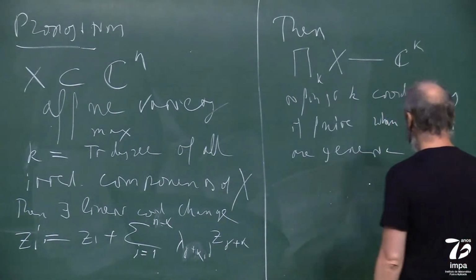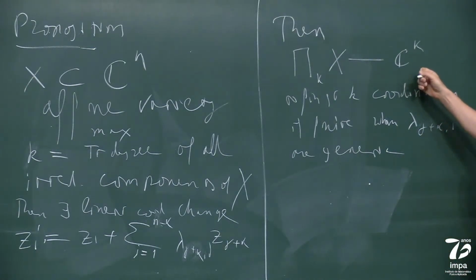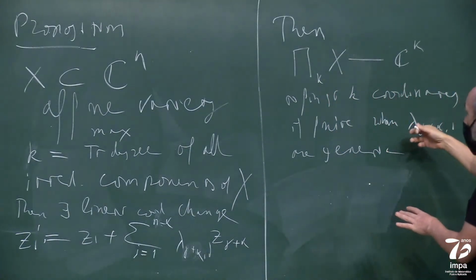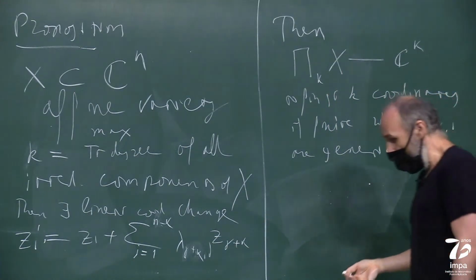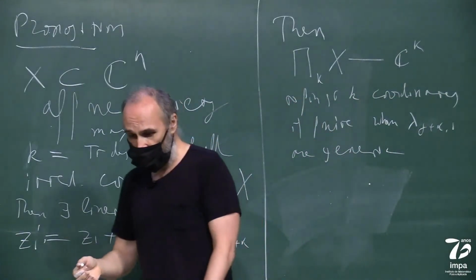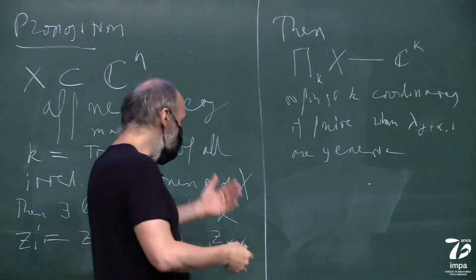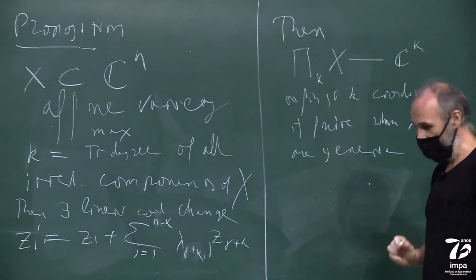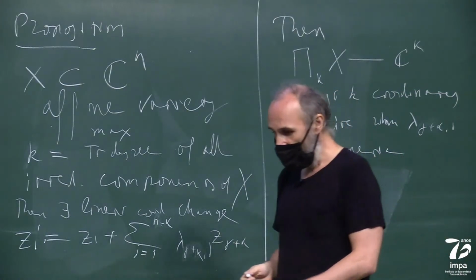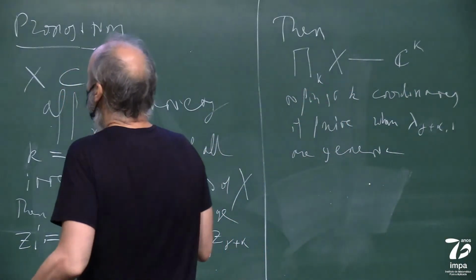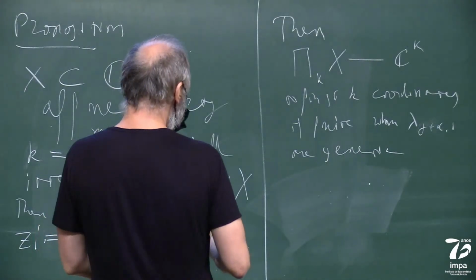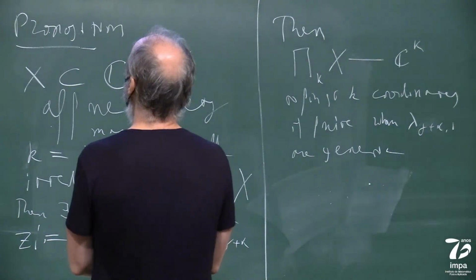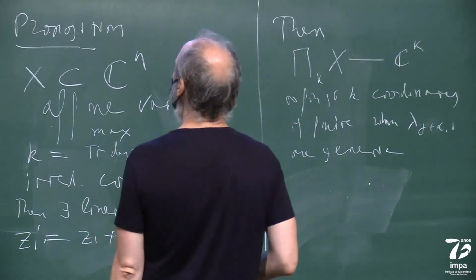In other words, all coordinate functions from k plus 1 to n generate a finitely generated module over the ring of X. Since there are zero divisors, this is the only way we can do it. You can do it with monic polynomials, but it will be less natural at least.